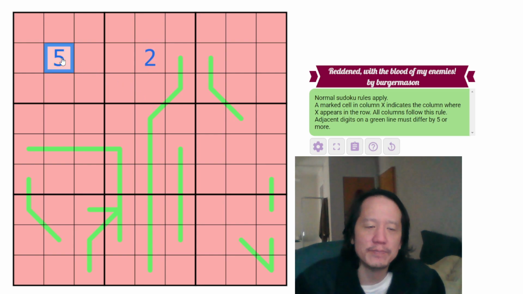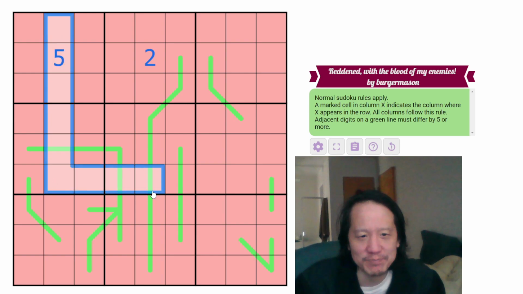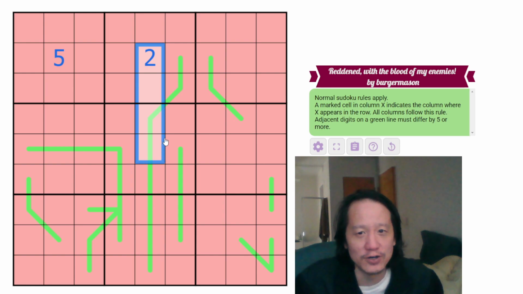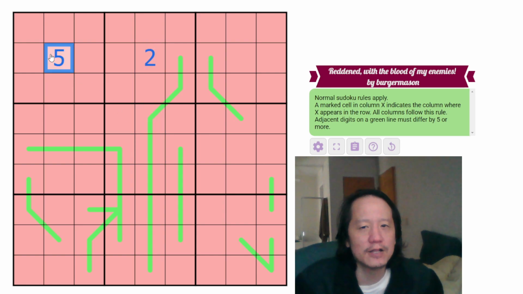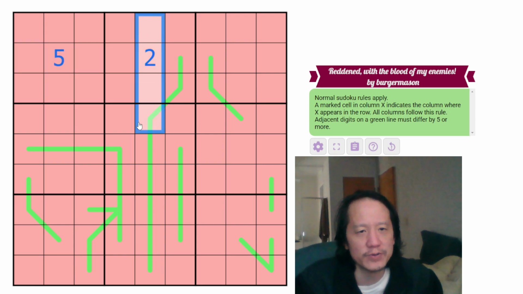Because the marked cell, and every cell is marked in this puzzle because it's all red, indicates where that X appears in the row. And so this 5 says that a 2 is in the 5th position, which would be the 5th column also. And this 2 also says that 5 is in the 2nd position, or the 2nd column. So it actually satisfies each other going that way.